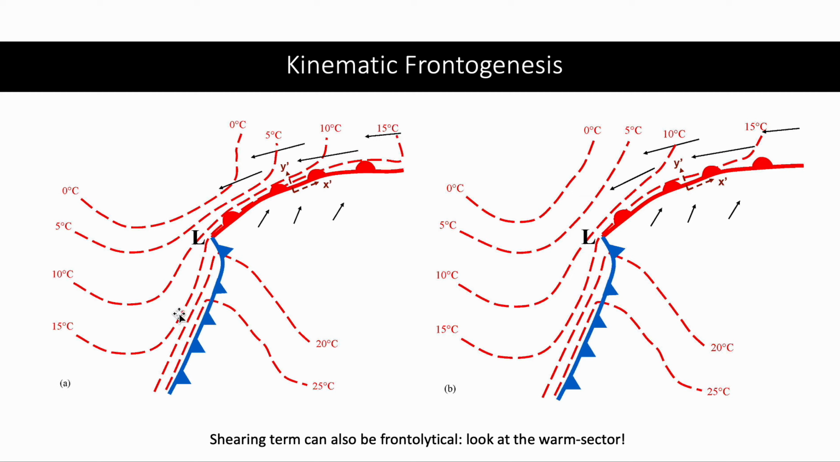So d theta dx flips signs in these two directions, and u also flips signs. So here you're going to blow warm air, so here it's getting warmer, but also here you're going to blow down warm air, so these warmer isotherms are going to come down, and so this is going to cause a weakening of the front over here. So this shearing term, you have to be very careful, because it can also act to destroy the front.